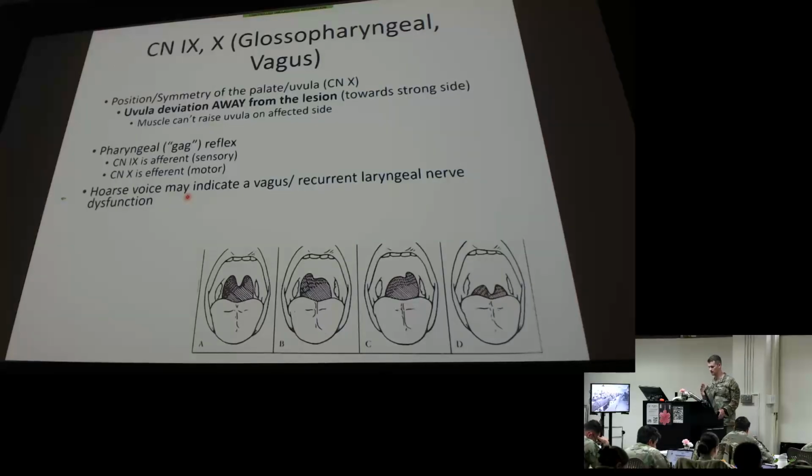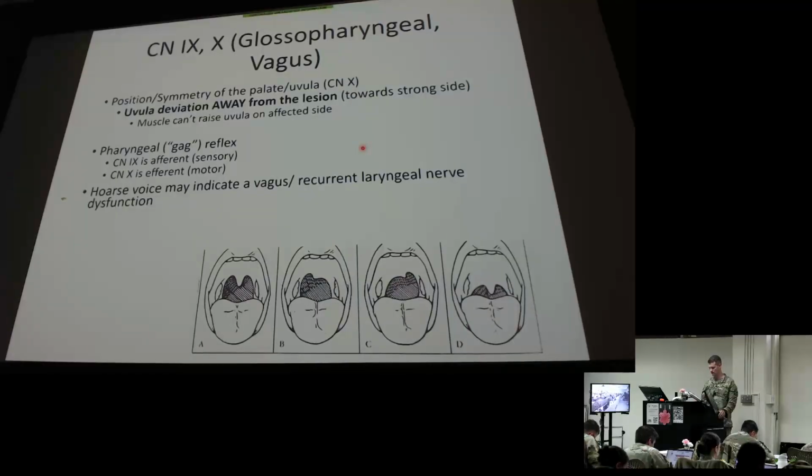So, your muscle on the affected side is having difficulty raising the uvula, so it causes it to point away from it. One side's going up, the other side's staying put, it's pointing away from the lesion. When we deal with the tongue and the SCM, we kind of shift sides, so just pay attention, like, hey, not everything points to the same side.